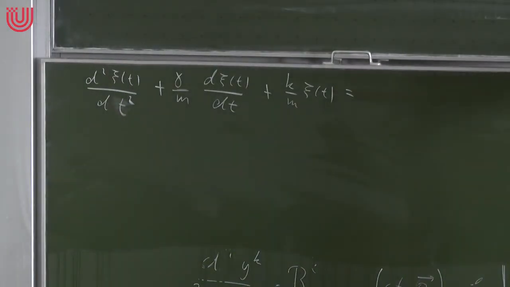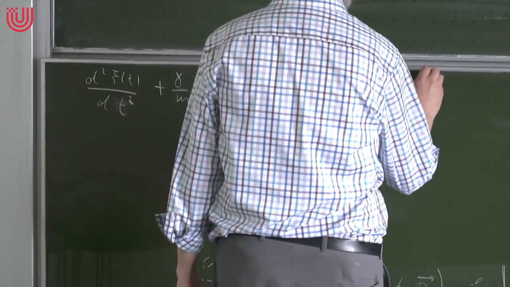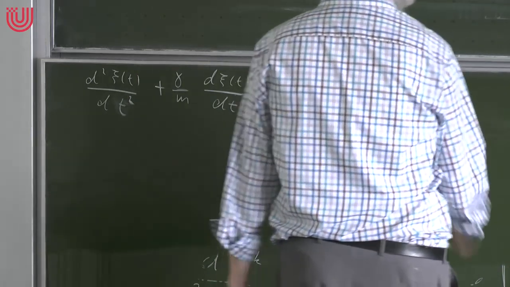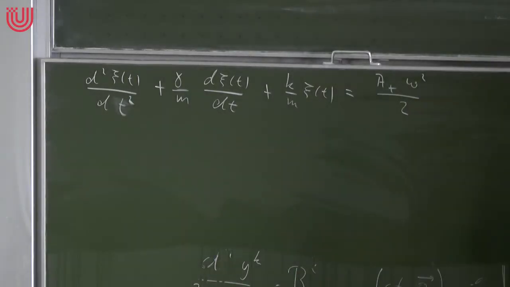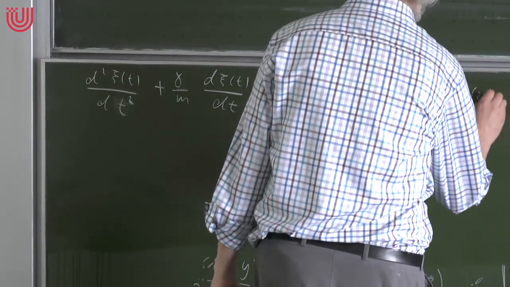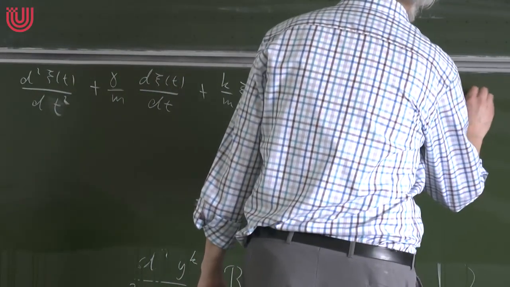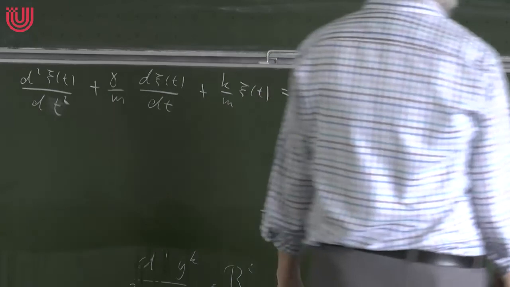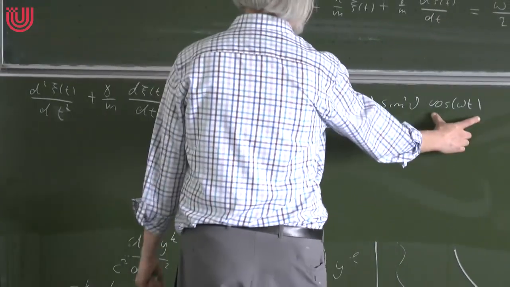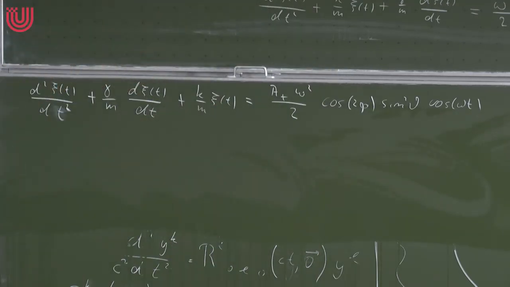If I neglect this psi, then it is just given by a plus omega squared half. Cosine squared minus sine squared can be written as cosine of 2 phi, right? It's a little bit shorter. Sine squared of theta times cosine omega t. So we have a periodic driving force, and this is driving our damped harmonic oscillator.